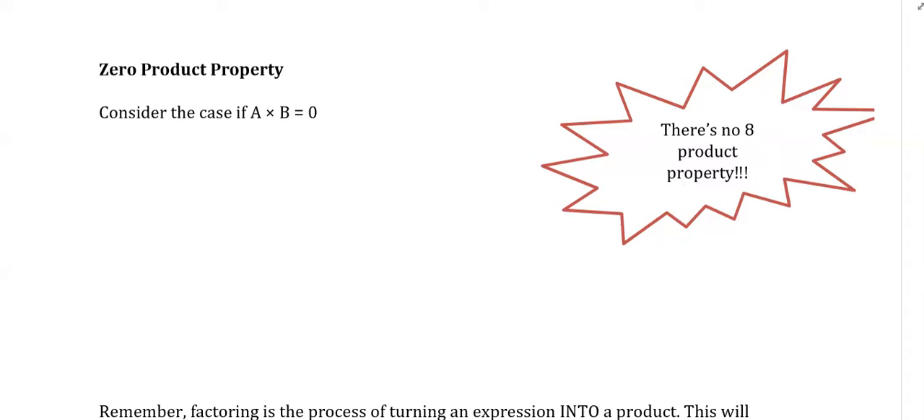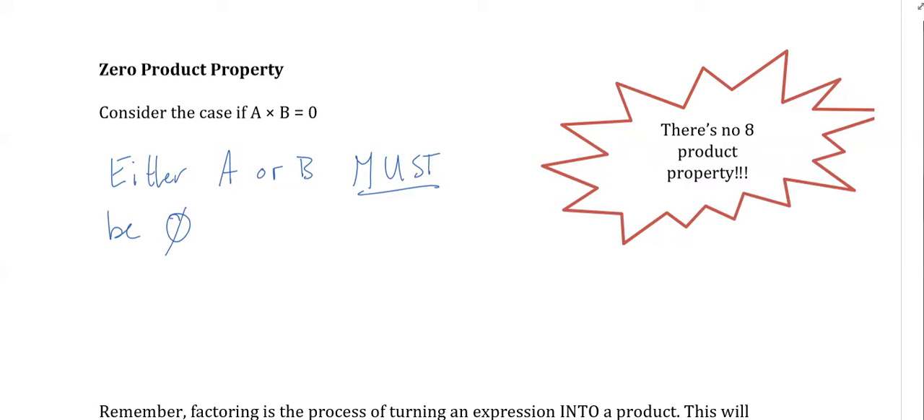So we know that either A or B, or both, must be 0. Because the only way to multiply to 0 is with 0. Okay? I don't know that you have to write this down. So we use this idea to solve quadratics by factoring.